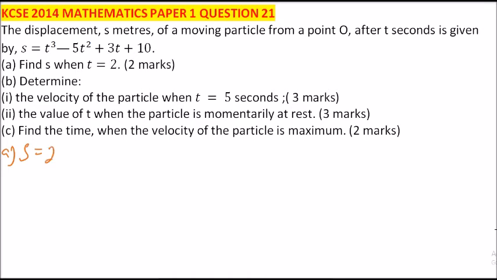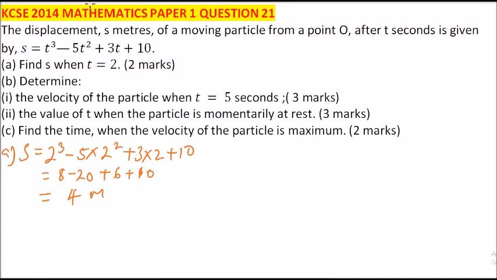So we have 2 cubed minus 5 times 2 squared plus 3 times 2 plus 10. And when you compute that, you get 8 minus 20 plus 6, and then plus 10, and that should give you 4. That is 4 meters.